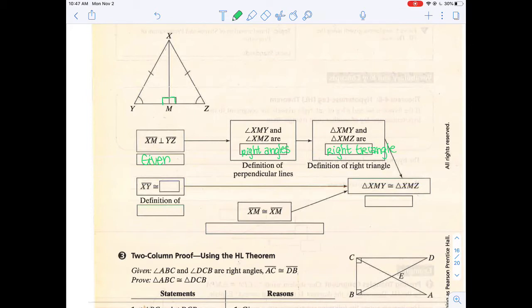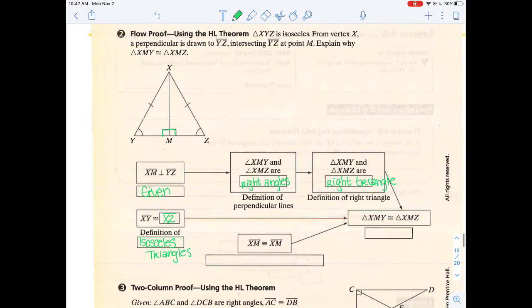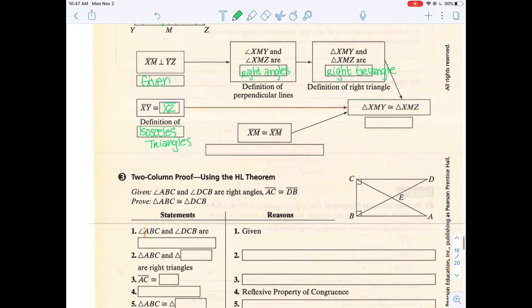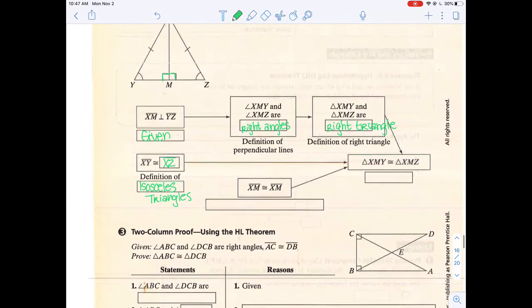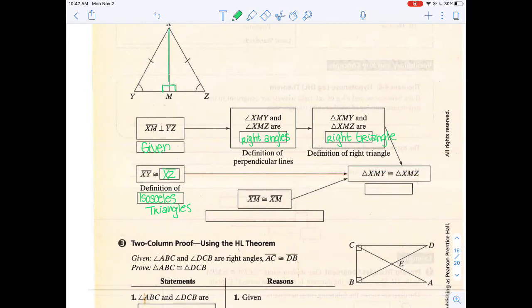Okay, so then side XY is congruent to side XZ by the definition of an isosceles triangle. Remember back up here, they told us this big triangle is isosceles, so we know that it has to have two congruent sides. Then we know XM is congruent to XM, this side in the middle on both triangles, by the reflexive property of congruence.